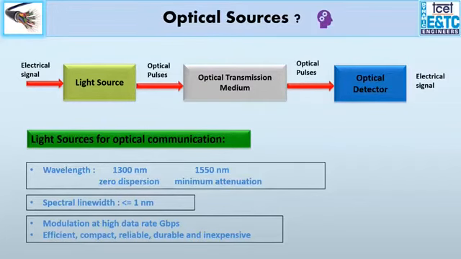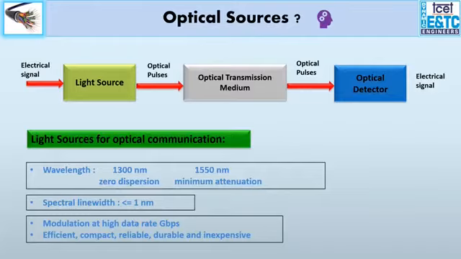So, in the last lecture, we looked into all the components required for an optical link, like optical amplifiers, the connectors, splitters, and also the joints. We also looked into the switches. Along with all these components, the two major components of any optical link are the light source and the detector. The light source converts an electrical signal into an optical pulse, and a detector converts an optical pulse into an electrical signal.